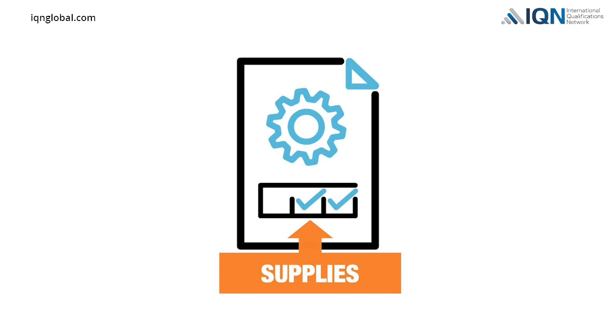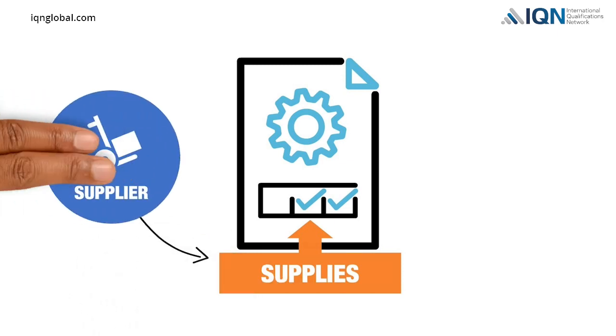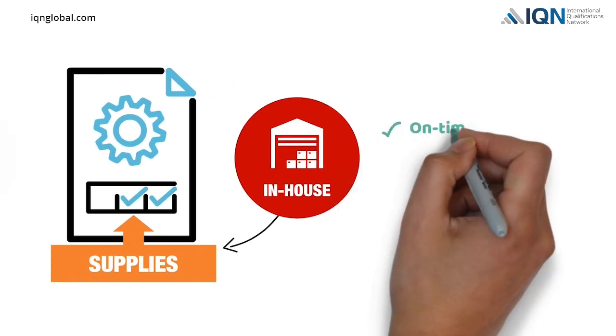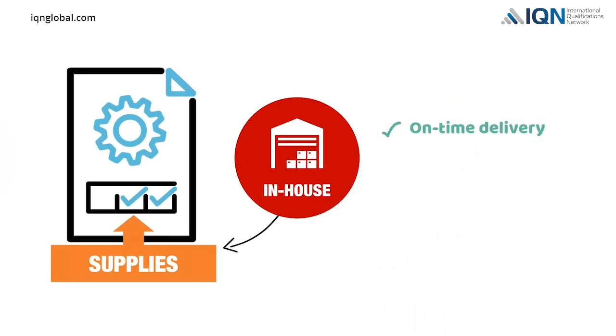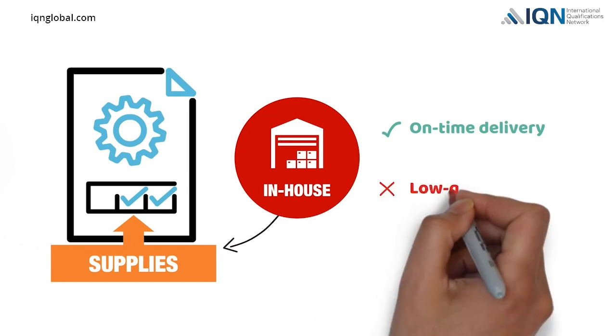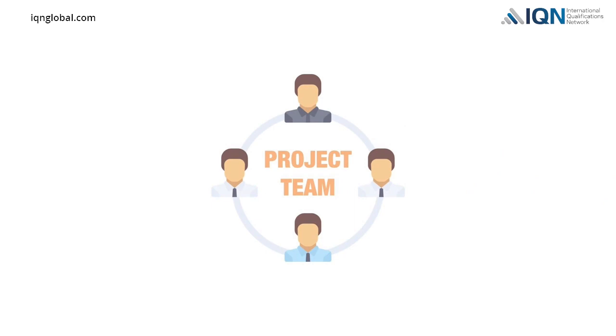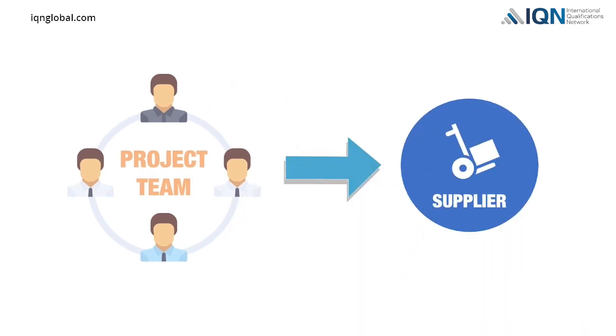The supplies can be either procured from external suppliers or they can be produced in-house. The project team believes that in-house production can provide them the benefit of on-time delivery, but it has the risk of becoming a low-quality and costly initiative. Therefore, the project team decides to rely on external suppliers to avoid the risks associated with the in-house production of supplies.